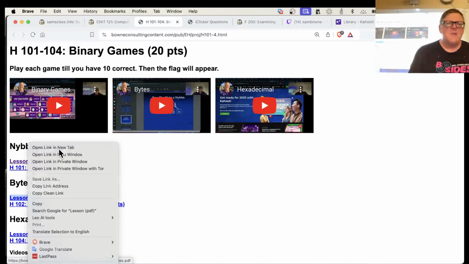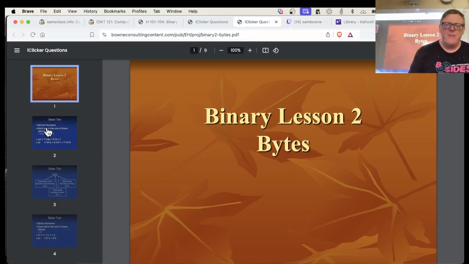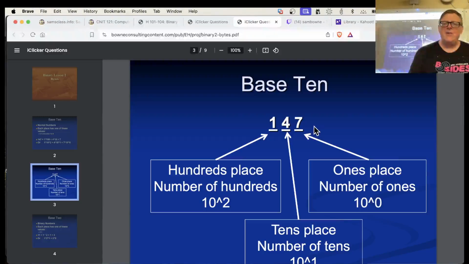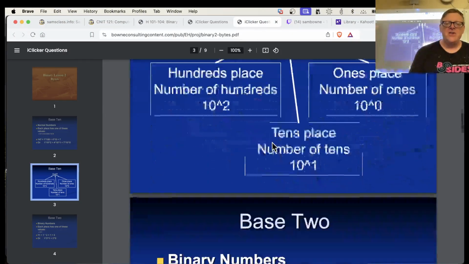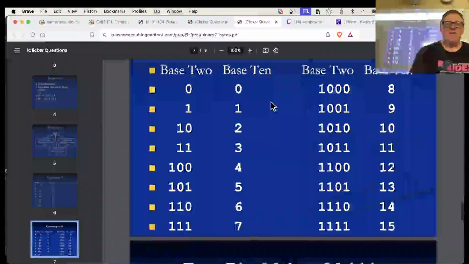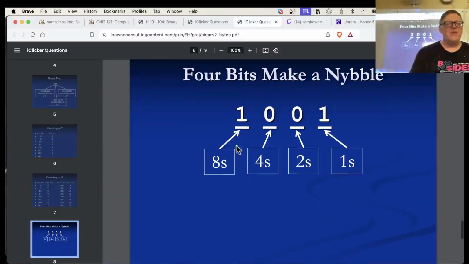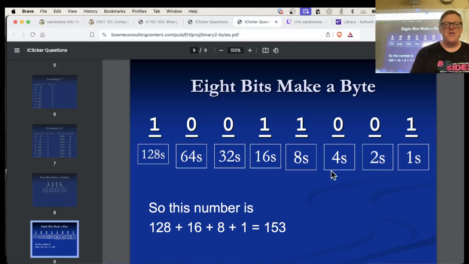So I get the lesson open, close some of this extra stuff. All right, so bytes. Starts the same way, right? You have numbers in base 10, you have 1s, 10s, and hundreds, and thousands and such. In base 2, you have 1s, 2s, and 4s. And if you have the nibble, you can do 4 bits, that's 1s, 2s, 4s, and 8s. But for a byte, you just keep going. So it's 1s, 2s, 4s, 8s, 16s, 32, 64, and 128. It gets pretty annoying to do it this way, but this is the way you start.